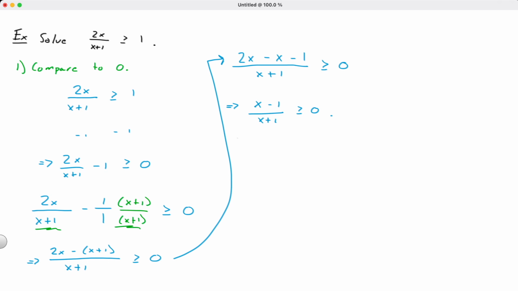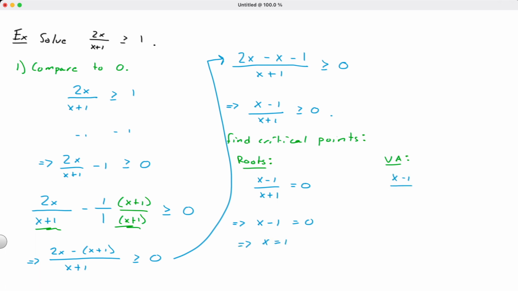And so now that we have this as an expression greater than or equal to 0, we can use this to find the critical points. In other words, we're going to look for both the roots and the vertical asymptotes, which I'll just abbreviate here as VA. We know that solving for the roots is just about determining when the numerator is equal to 0. And so x minus 1 over x plus 1 is equal to 0 when x minus 1 is equal to 0. In other words, when x is equal to 1.